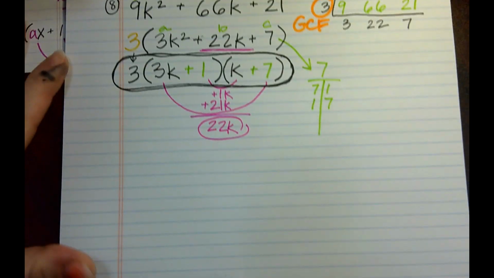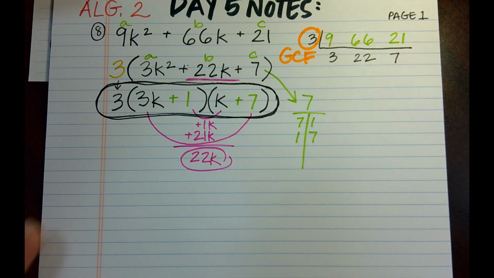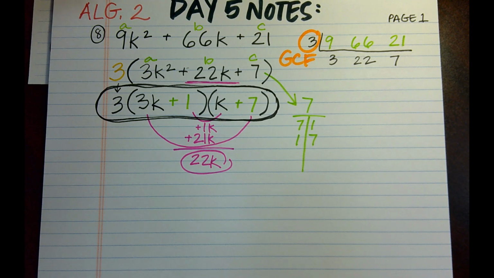I'm going to look at yours, Cheyenne. Come and show me what you did. Let's see. This was number 8. Okay, so this is not incorrect. This is a way to factor. But because you didn't take the greatest common factor out first, it wouldn't be considered factored completely.